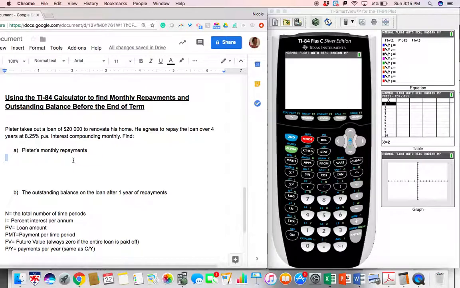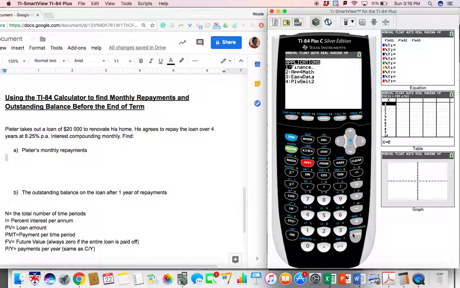All right, so Peter takes out a loan of $20,000 to renovate his home, and he's going to pay it back over 4 years at 8.25% interest per year, compounding monthly. The first thing that we do, we have to use our finance app. So let's go ahead and go to Apps, Finance, and TVM Solver.